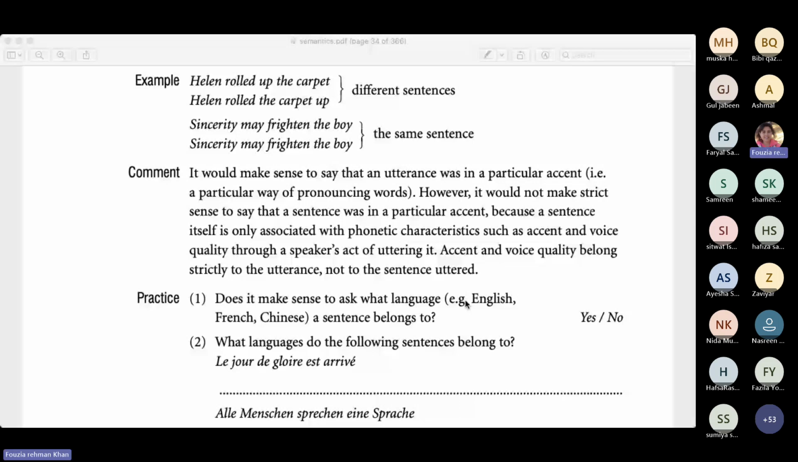Someone can utter quickly, someone can utter softly, someone can be loud. These are all physical qualities of the utterance, not the sentence. And utterances have accents, and sentences do not have accents. Okay. So let's quickly do this.